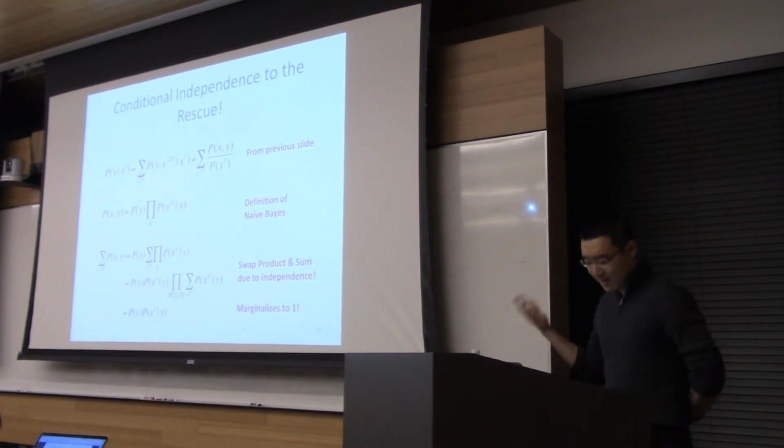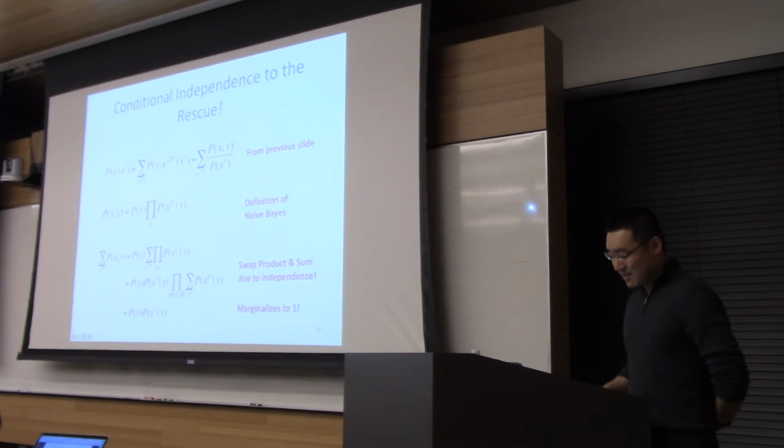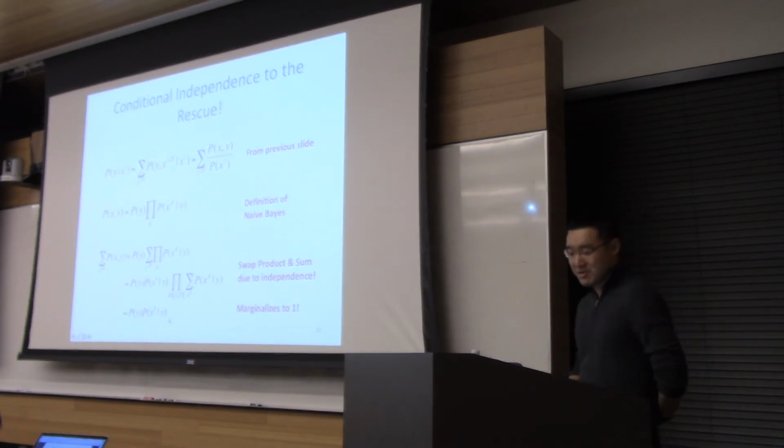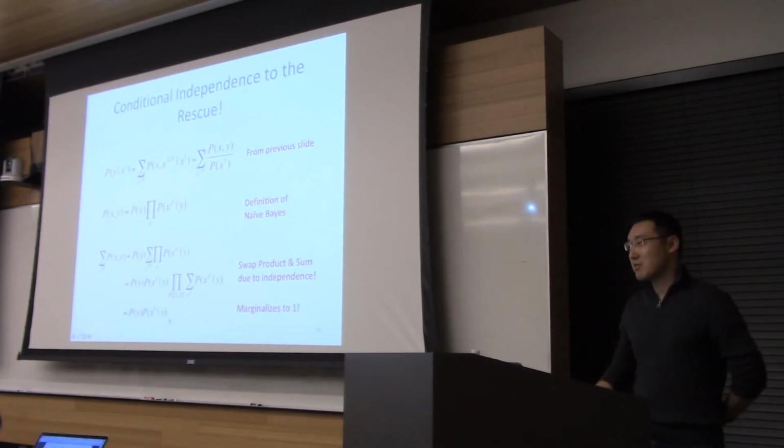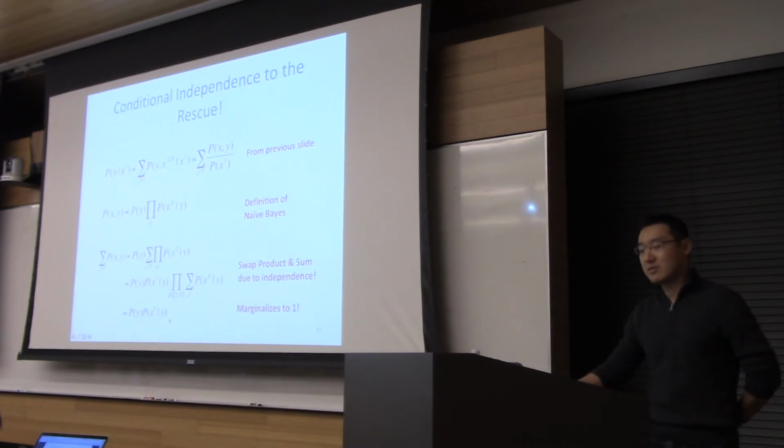Oh yeah, sorry. In the particular case of Naive-Bayes, it actually just completely marginalizes out. In other more complicated models, you'd have to actually do some summation.